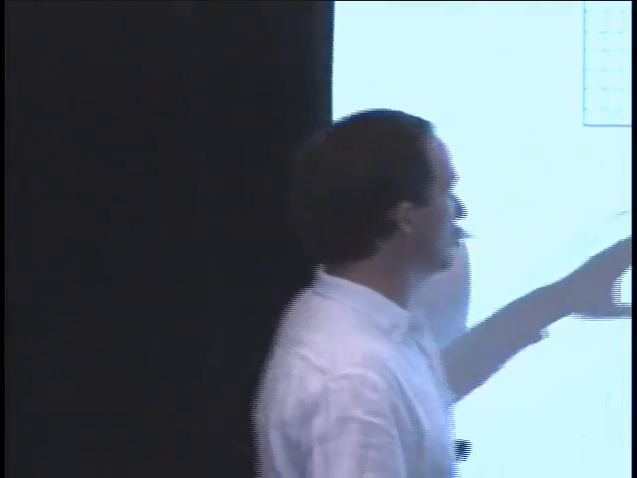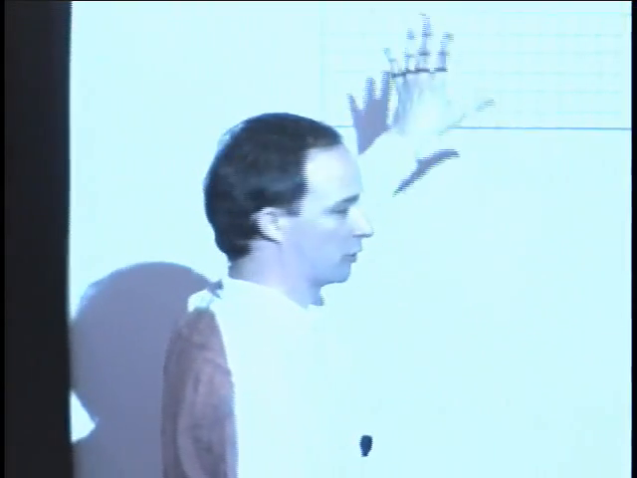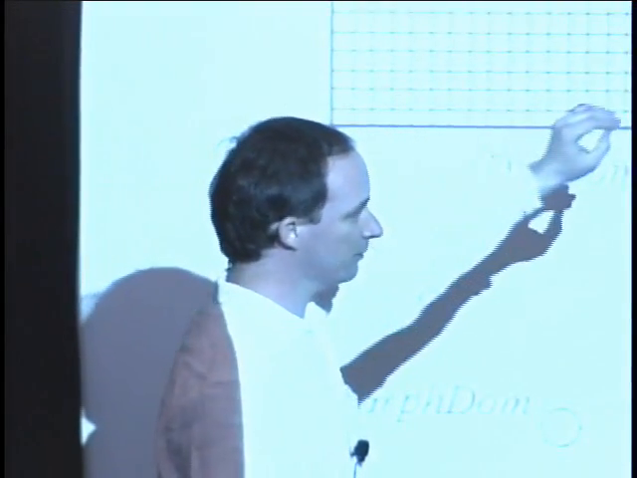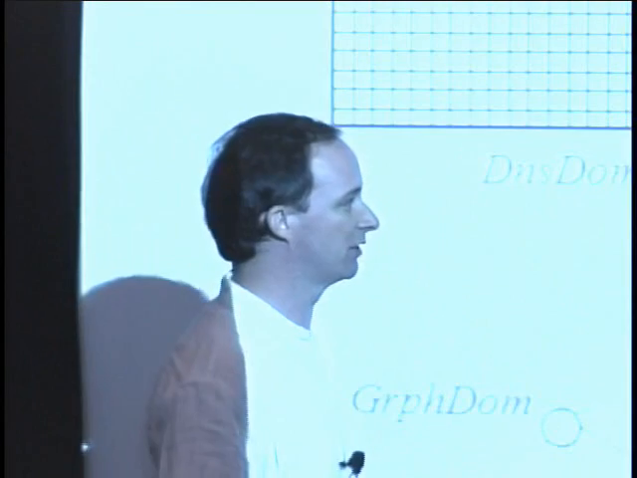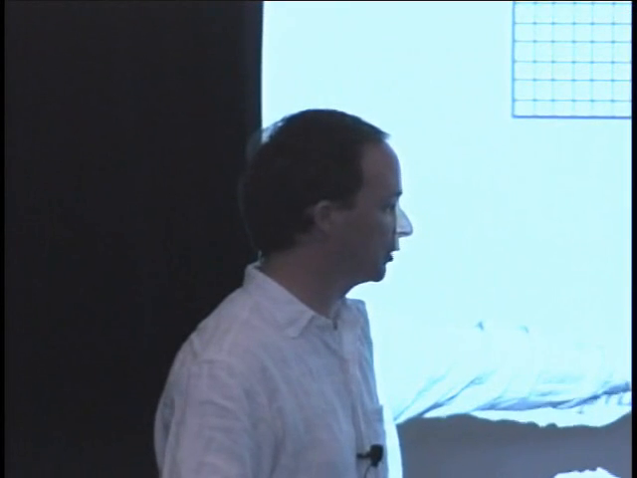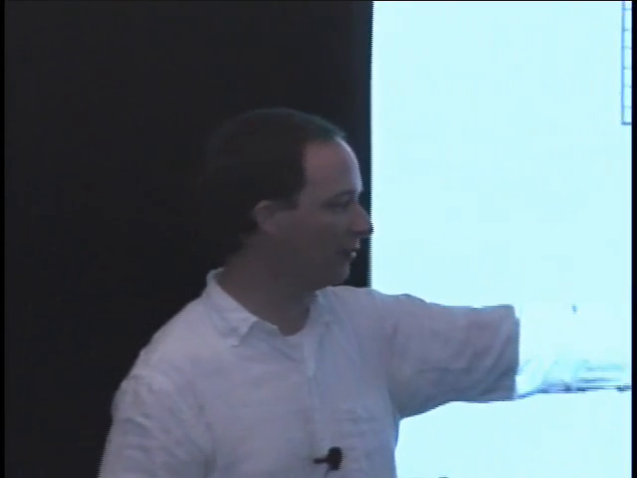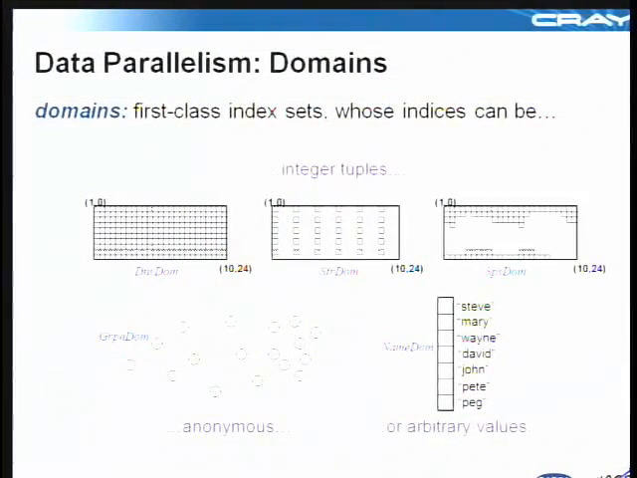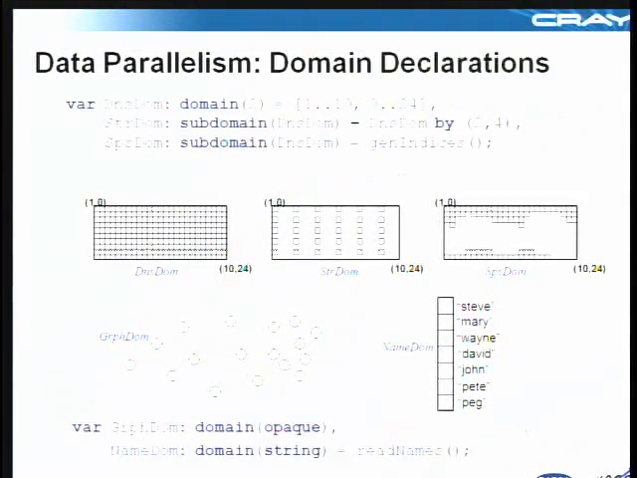We have a pretty rich set of these. You can have integer tuple-style index sets, which give you your traditional rectilinear arrays, as well as strided and sparse subsets of rectangular arrays. And then we have anonymous domains, which allow you to do graph-style computation. And we have domains over arbitrary values, which is more of a hash table or dictionary-style index set. So here I'm doing a domain of indices which happen to be strings.